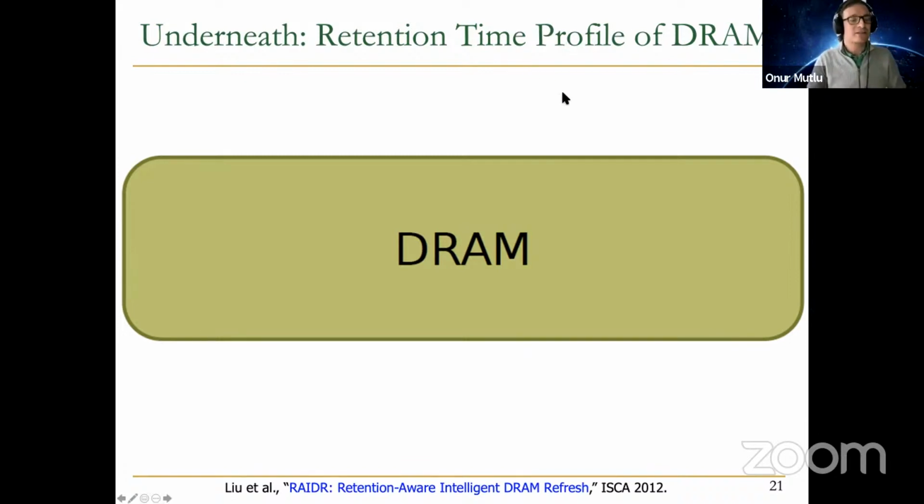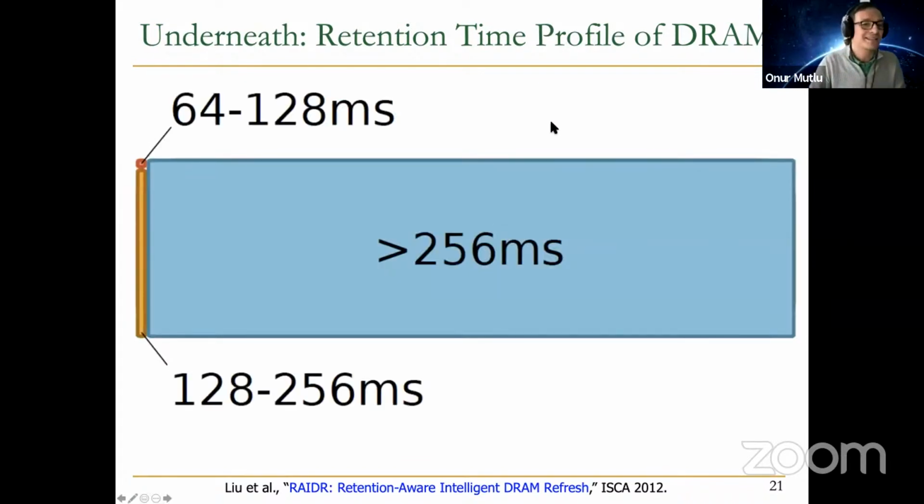And it turns out, if you do some experiments, you'll figure out that this is the data retention time of DRAM cells. Basically, an overwhelming majority of DRAM cells can retain data for more than 256 milliseconds.